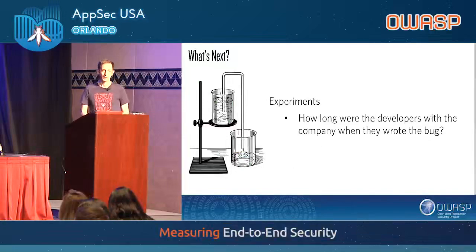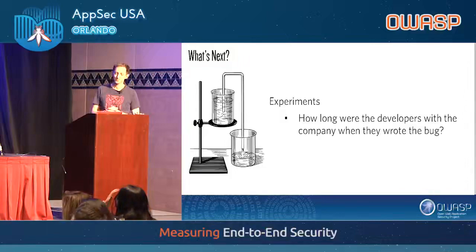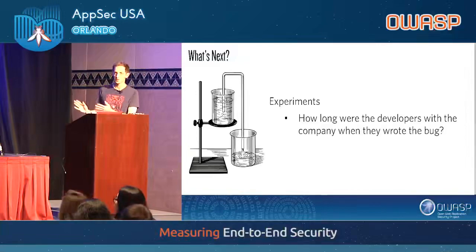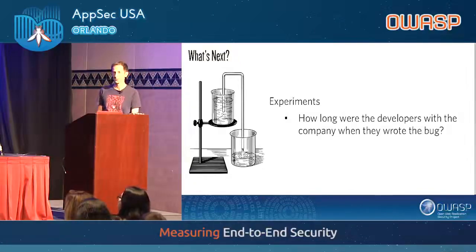And then we have our experiments. So how long were the developers with the company when they wrote the bug? This is a good one. We're also adding to the bug postmortem. So have they been on the team or with the company for less than 6 months? And then by that time, they had figured out how to do things securely. So we could then shift our focus to reviewing code by new members of the engineering organization.